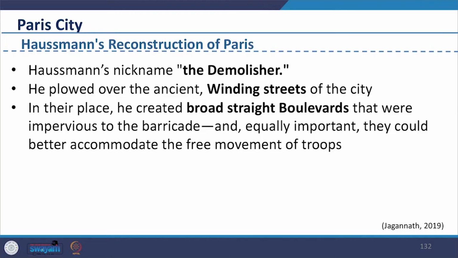Looking at Haussmann's reconstruction of Paris, for his role in changing the Paris cityscape, Haussmann would acquire the nickname the Demolisher. He plowed over the ancient winding streets of the city, the same narrow streets that had proved so useful to revolutionaries. In their place, he created broad, straight boulevards that were impervious to the barricade, and equally important, they could better accommodate free movement of troops. The avenues also allowed for easy flow of commerce and so were a boon for business.